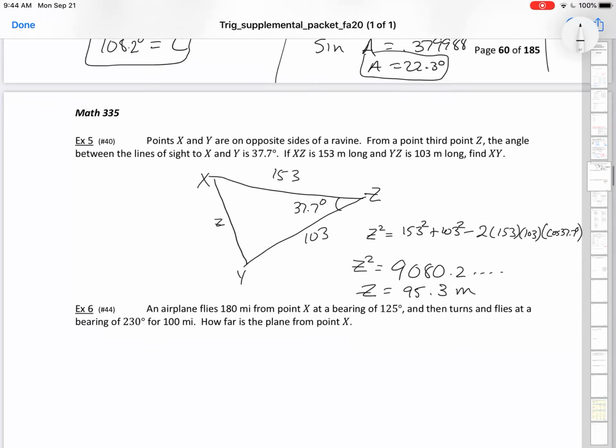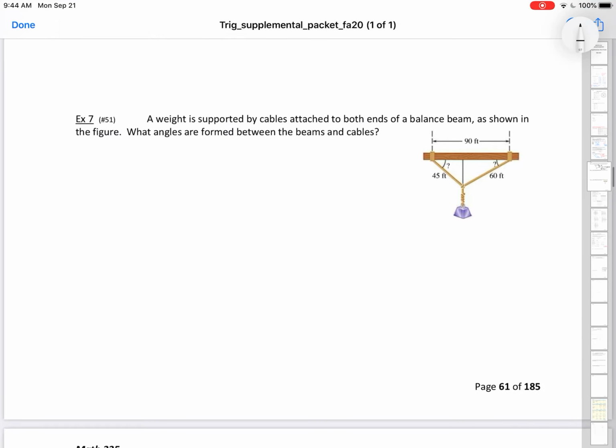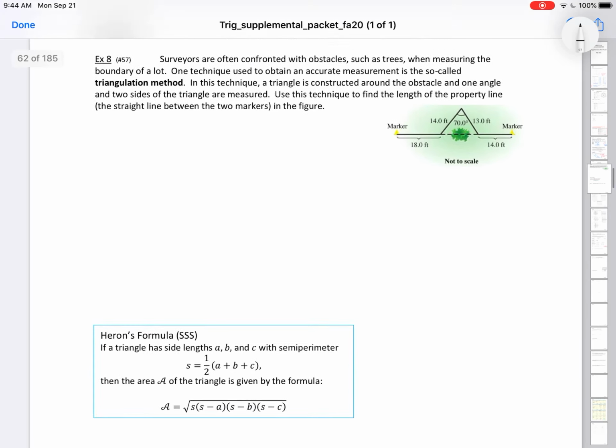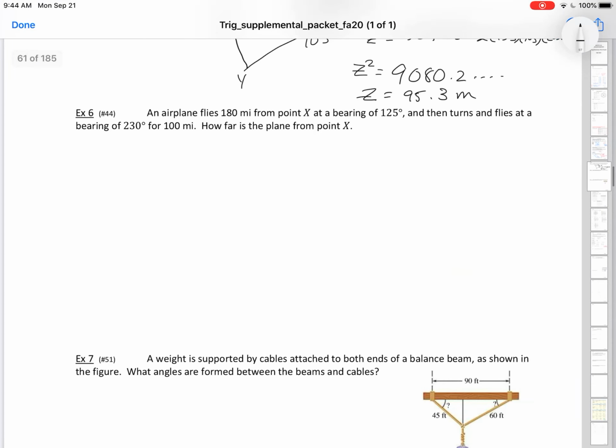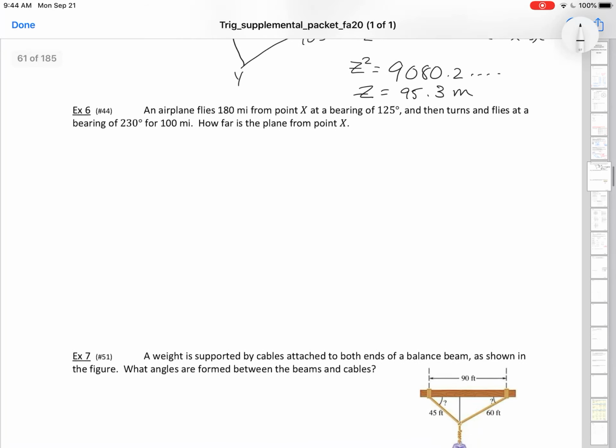So what I'll do is end the video here and leave the remaining word problem examples to the next video. I'll make a part 2 just so they don't get too lengthy.